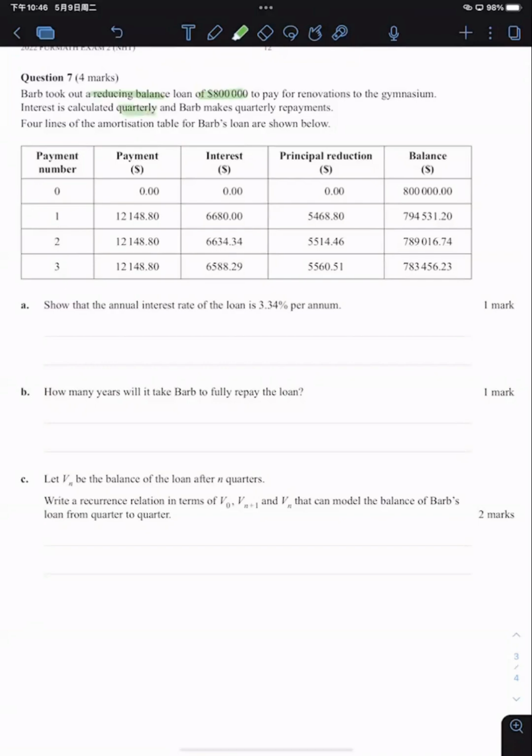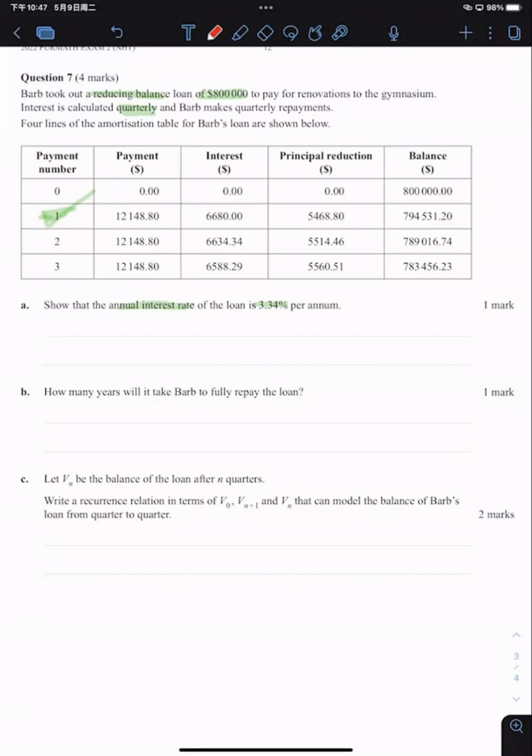for the renovation of the gymnasium. Interest is calculated quarterly and Barb makes quarterly repayments. So we're doing quarterly. How many times? 4 a year. 4 lines of the amortization table for Barb's loan are shown below. First, we need to show that the annual interest rate is 3.34%. So we should only look at the first payment time. That's it. The interest is $6,680.